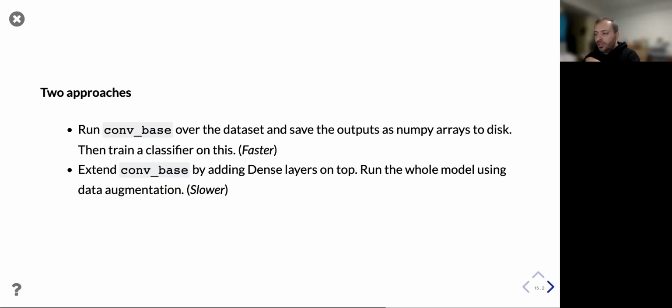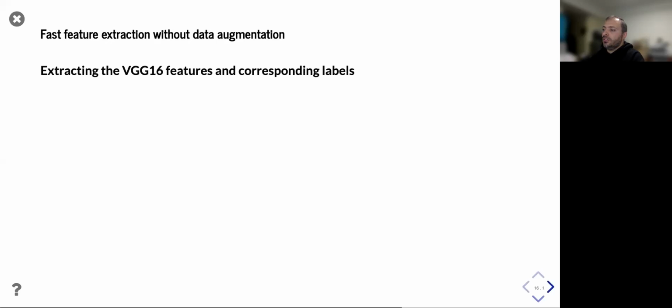So the second way that we will see is to extend this by adding the dense layer on top, which is slower, but we can use data augmentation. So let's start with the first one. We just apply fast feature extraction without data augmentation.